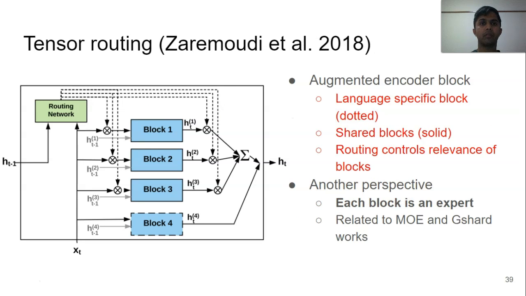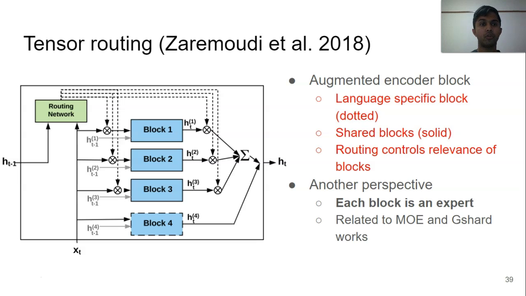What is tensor routing? Zaremoubi et al. in 2018 proposed an augmented encoder block. The encoder block is shown in the figure on the left-hand side. It takes in input as a word and the hidden state and generates the next hidden state. There are shared as well as unshared components, where the shared component is indicated by solid blocks and unshared components as the dotted blocks. These unshared components are specific to the languages.